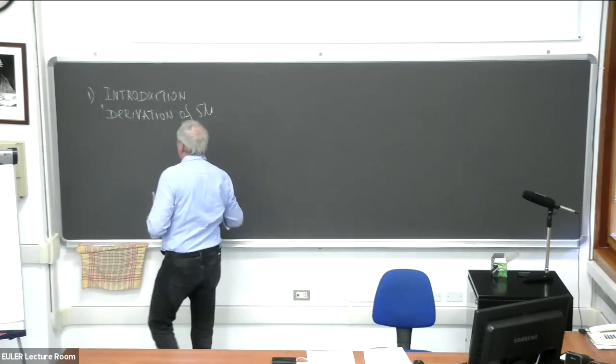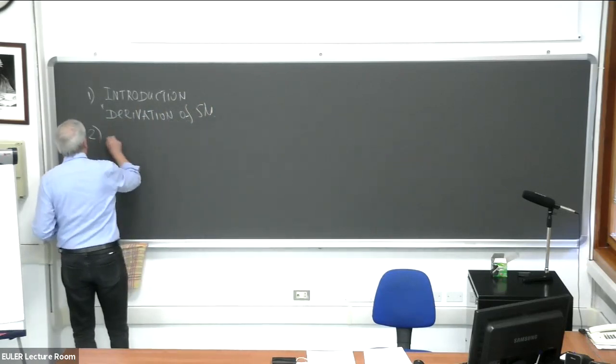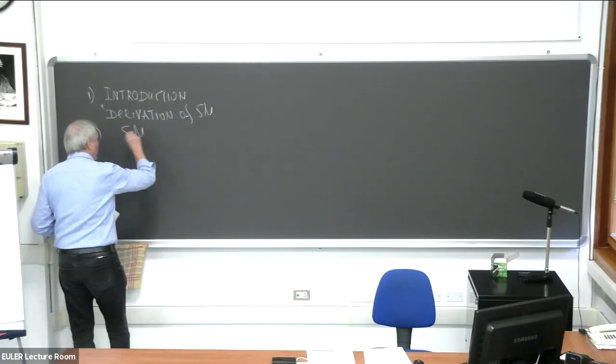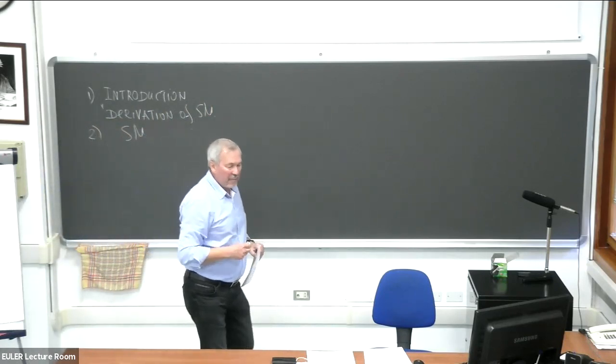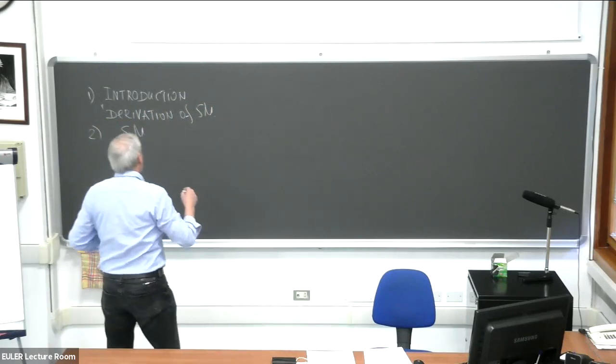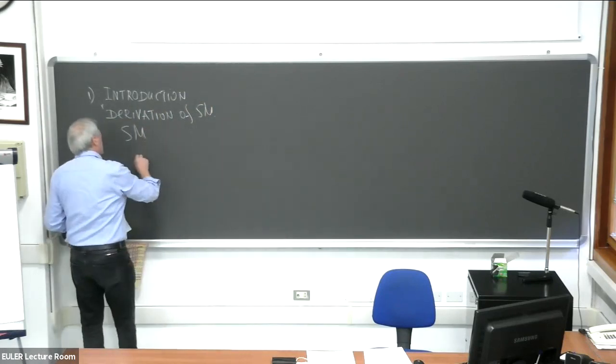The second part is the standard model itself, with its gauge structure, with spontaneous breaking of the symmetry. And this part will also contain physical consequences or phenomenological consequences.